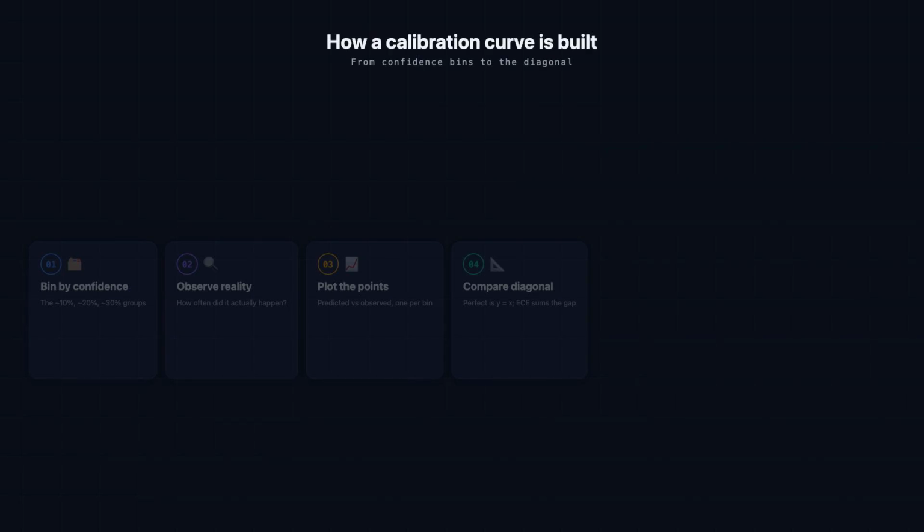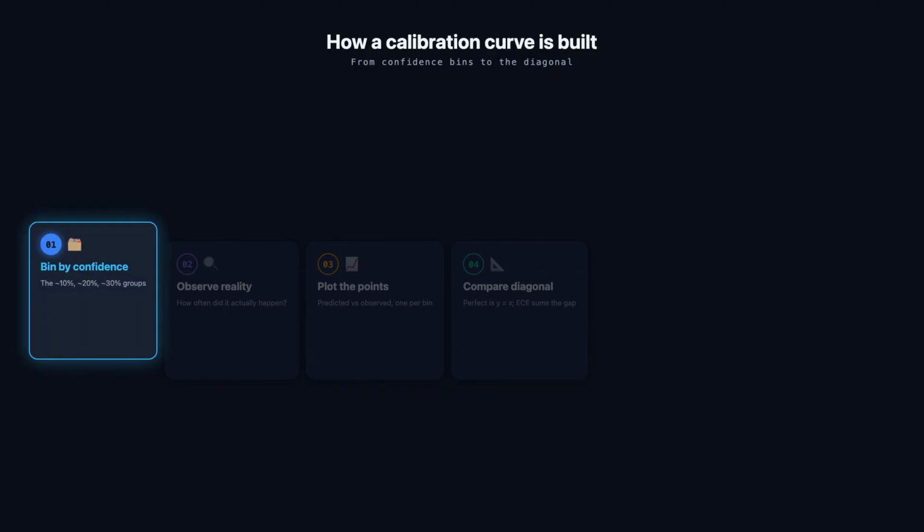Building the curve is a short, satisfying recipe. Follow it step by step. Start by binning the predictions. Gather all the times the model said roughly 10% into one group, then the 20% predictions into another, and so on across the whole range up to 100. Each bin simply collects together the predictions that share a similar level of stated confidence, which lets you check them as a batch.